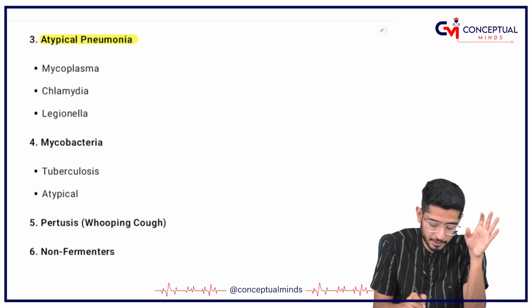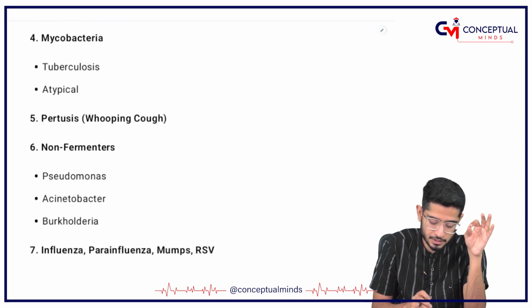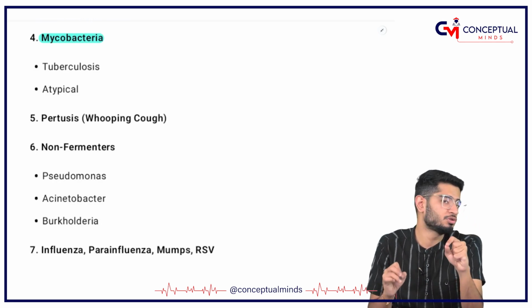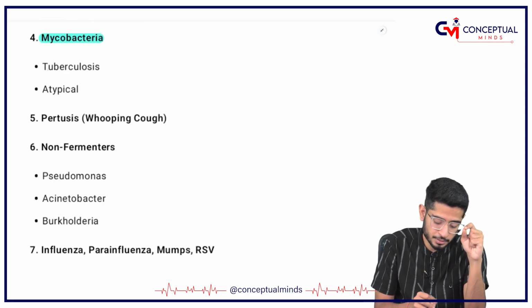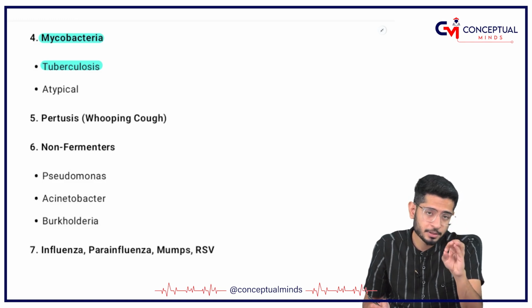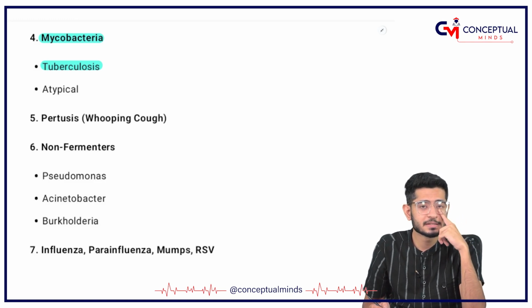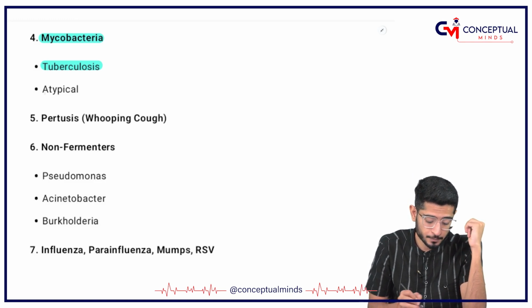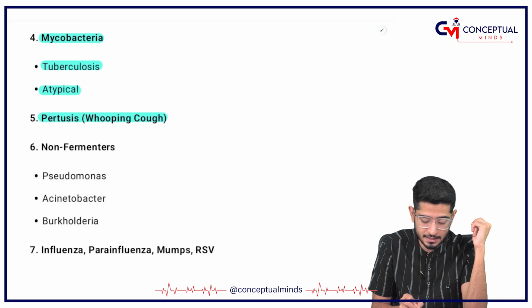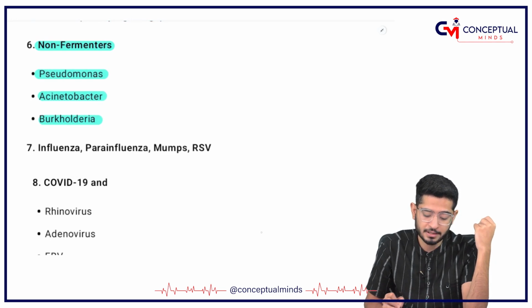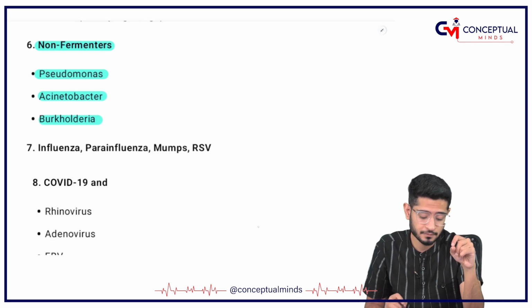Next is the atypical pneumonias caused by Legionella, Chlamydia, Mycoplasma. Next we will discuss the mycobacteria, the one responsible for causing the most common disease in India, that is tuberculosis. So we will discuss Mycobacterium tuberculosis, and then we will discuss the atypical mycobacteria also. Then we will discuss pertussis, that is whooping cough, followed by some non-fermenter bacteria such as Pseudomonas, Acinetobacter and Burkholderia, responsible for causing respiratory tract infections.